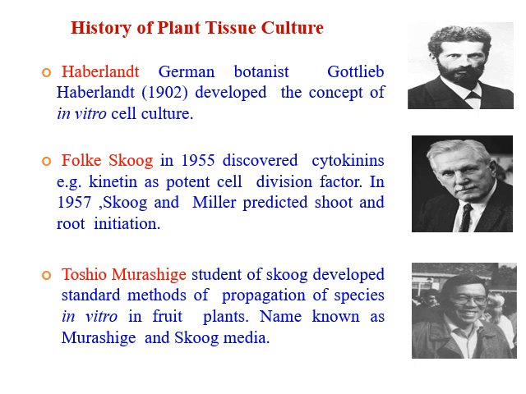Then in 1957, the renowned scientist Dr. Skoog predicted that shoot as well as root initiation may be done by using growth hormones, with a scientist called Miller. And followed by the student of Skoog, Mr. Murashige, he developed a standard protocol for the species in vitro, called the Murashige and Skoog medium.